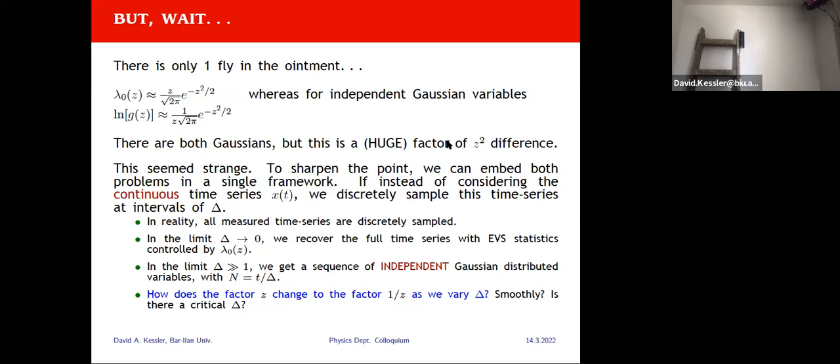Now, that's a tiny difference. It doesn't change the fact that both are Gumbel, but there's a huge factor, because z is large, of z squared between the two answers. That's a little weird. In fact, you can make it even weirder if you think about a more general problem.